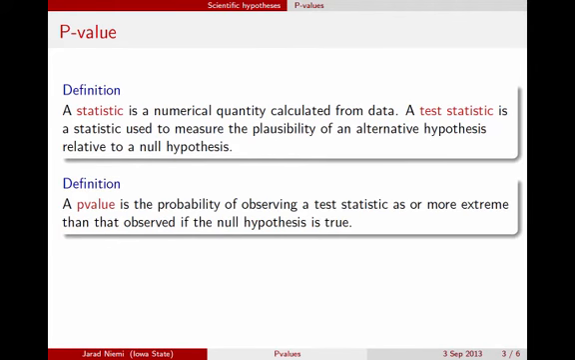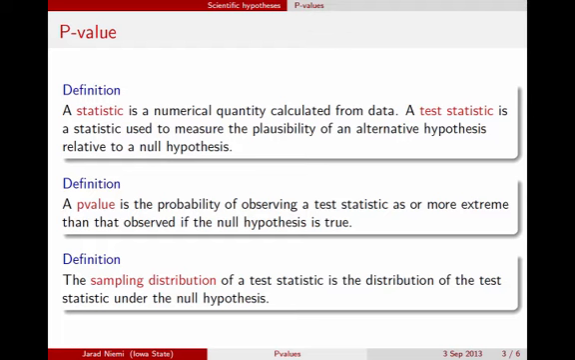A p-value then is the probability of observing a test statistic as or more extreme than that observed if the null hypothesis is true. So this p-value is calculated with the assumption that the null hypothesis is in fact true. We're going to talk more about what as or more extreme means on the next slide when we talk about a particular example.